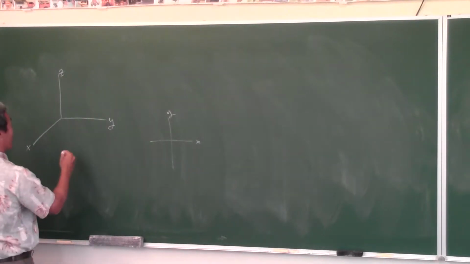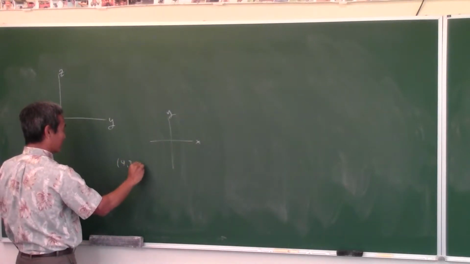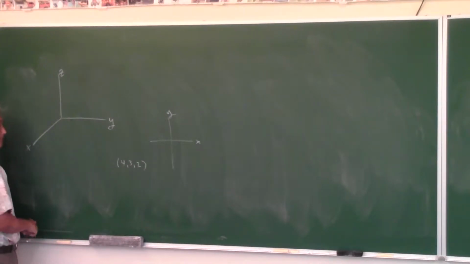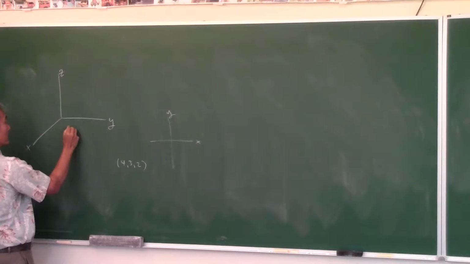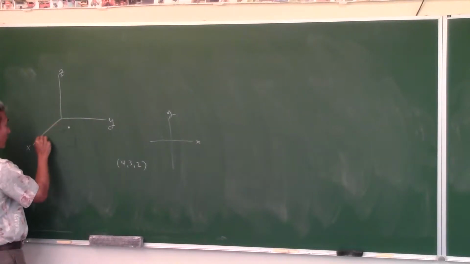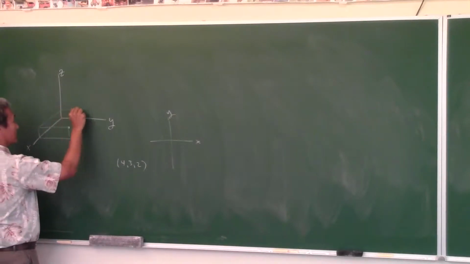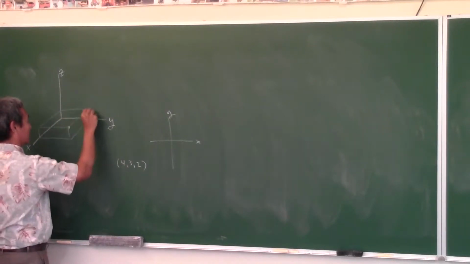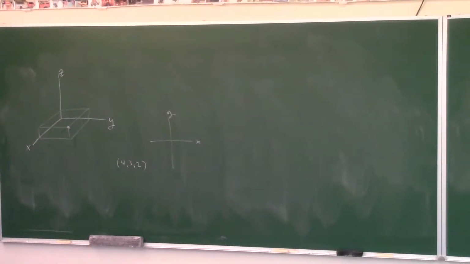Okay, so what if I ask you to plot the point 4, 3, 2? You go 4 on the x, 3 on the y, and 2 on the z, right there. But then the problem with that is it's difficult to see, huh? So then you draw the box, 4 by 3 by 2. You make a rectangular box. See, the dimensions of this box are 4 by 3 by 2, and so that's the point 4, 3, 2. That's the way we draw it.